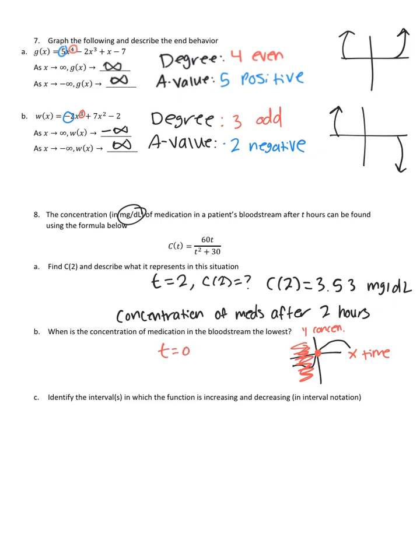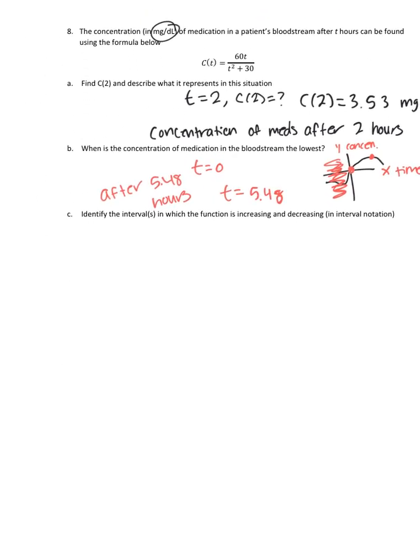Your test is going to ask you for the highest concentration, and in that case you're going to be looking at the maximum. The maximum happens at 5.43 or something like that. I could be totally wrong. No, 5.48, sorry. So at 5.48 is the highest. So you would say after 5.48 hours for your test. Okay, but for the review, it's going to be at 0 because it's the lowest.